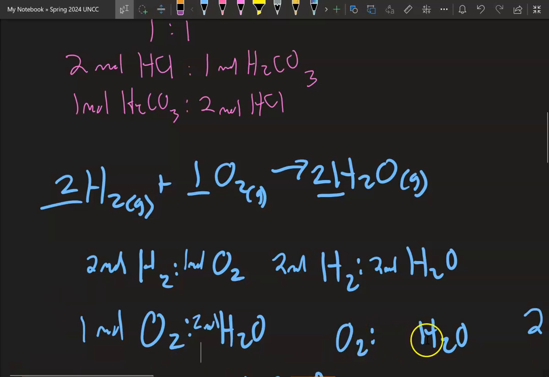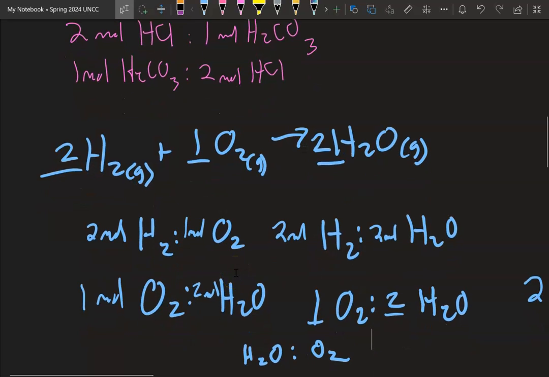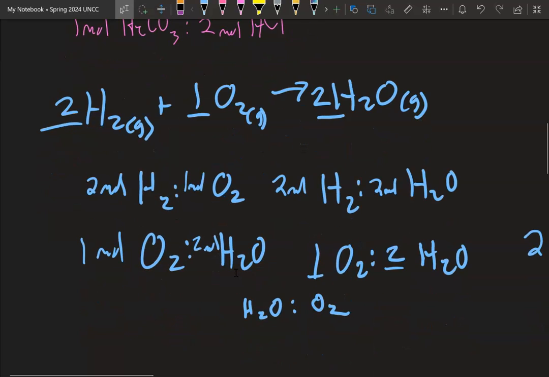And then if we look at the next one, it's the same thing, right? It's oxygen to water again. So it's a 1 to 2 ratio. Again, this goes back to just utilizing the coefficients and making sure that you put them in the correct placement. And again, it depends on the question that's being asked. So it's 2 to 1 for that one.